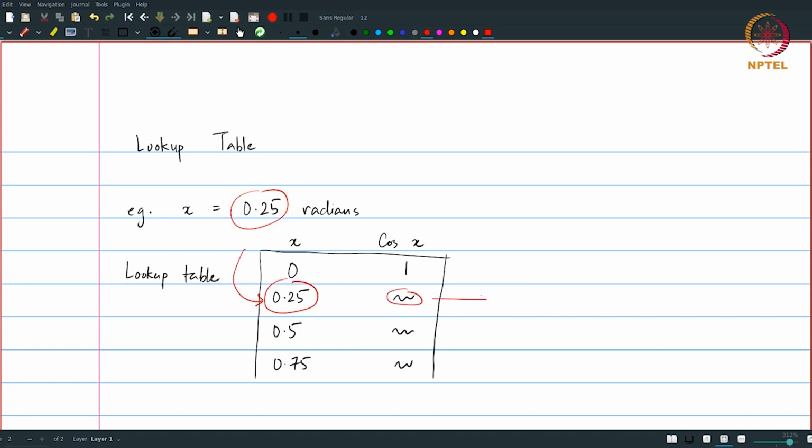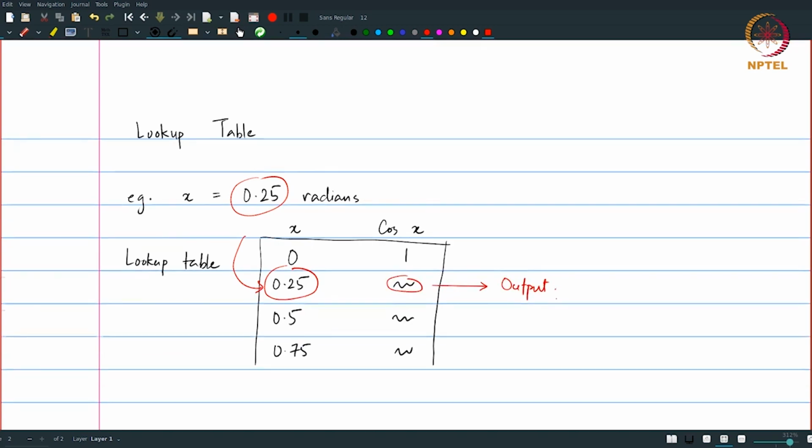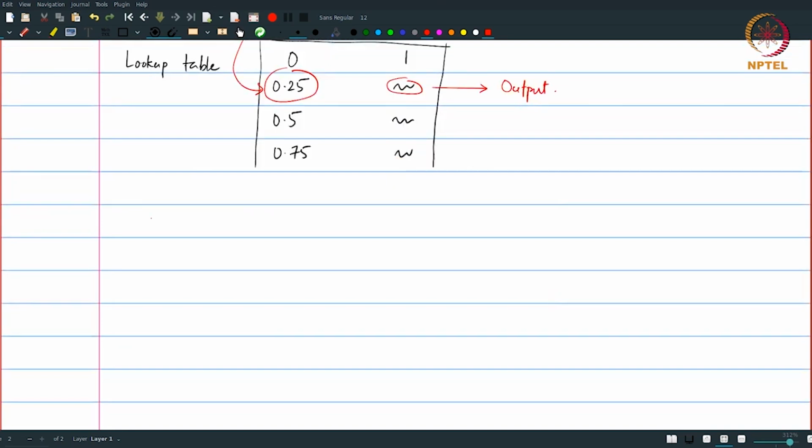What happens if I need to do the same thing for x equal to 0.3? I could still go ahead and say that I will compute the value from the same lookup table, in which case I could then say find out what is cosine of 0.